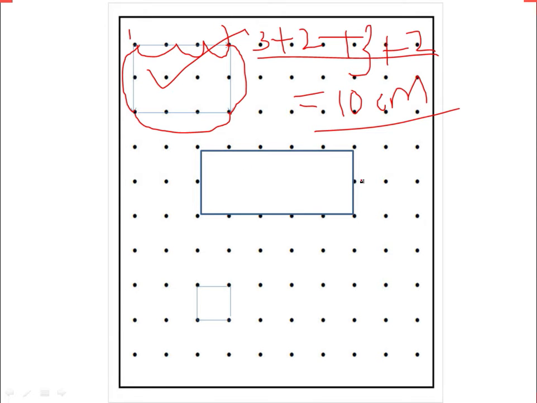Okay, now dear students, we are going to take another example. Now we have to find out the perimeter of this shape. You can also pause this video and try to find out yourself what the answer will be, and then tally your answer with my answer.